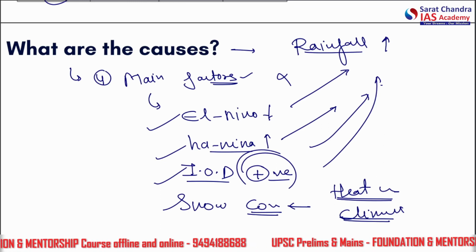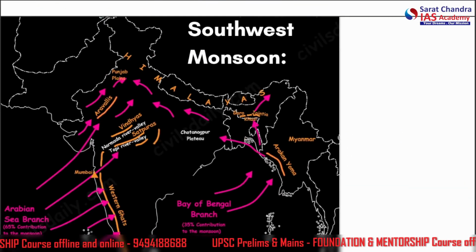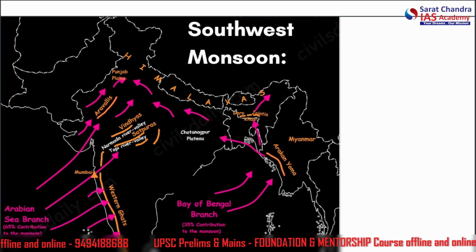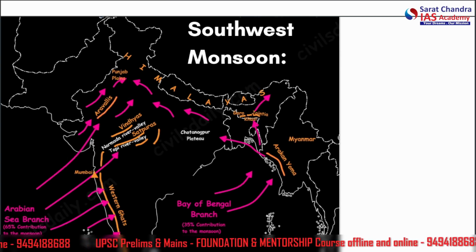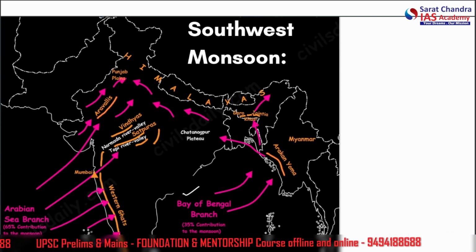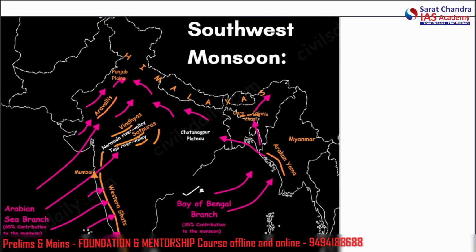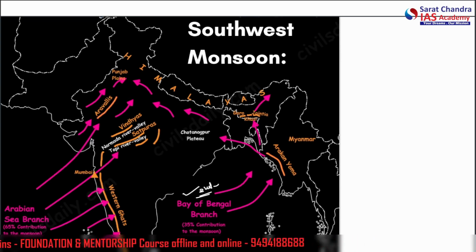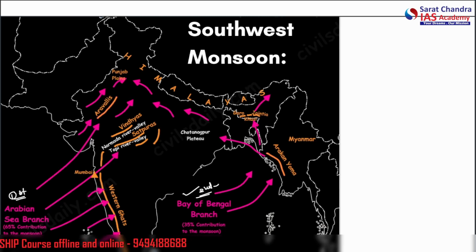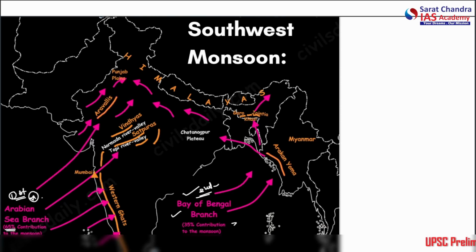Now, first of all, let us discuss a bit about the southwest monsoon. We can see here there are two branches of the southwest monsoon. The Bay of Bengal branch, we can say, is the second branch, and the Arabian branch is the first branch. The Arabian branch constitutes 65% of the overall monsoon, so this is the major branch. The Bay of Bengal branch constitutes 35%, so it is the secondary branch.